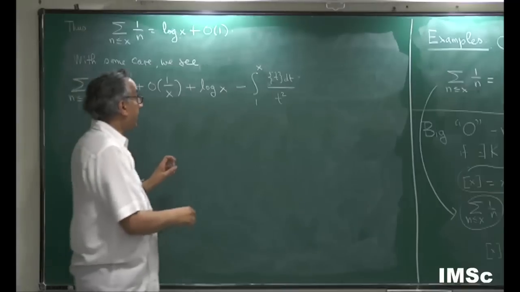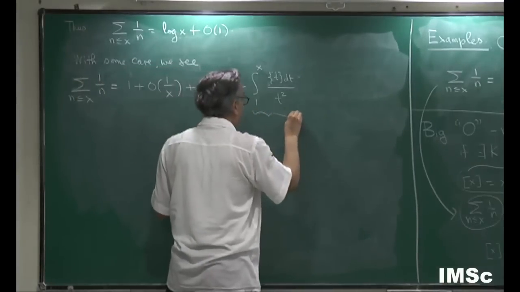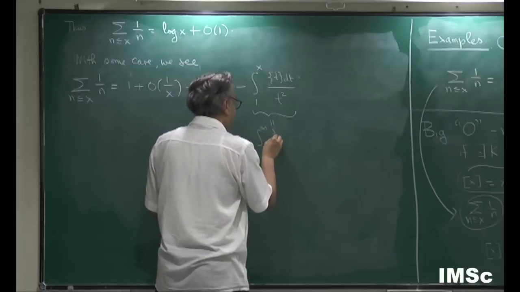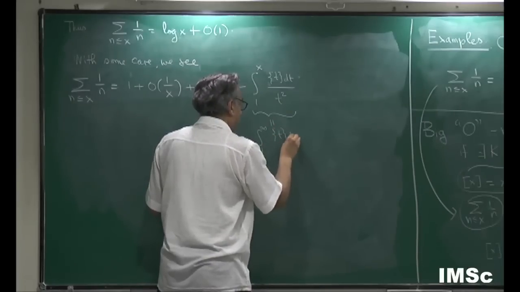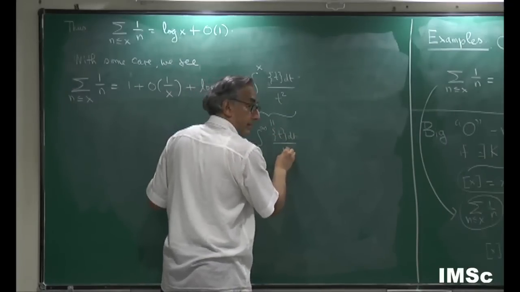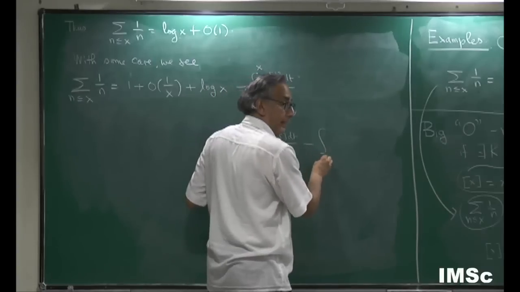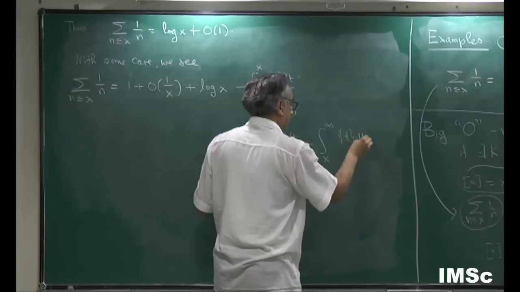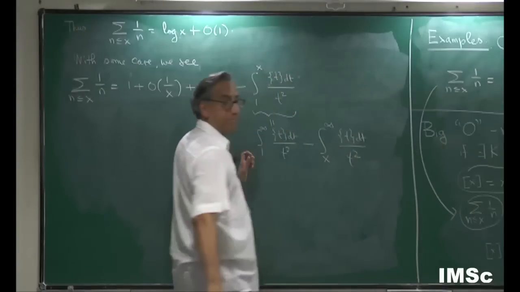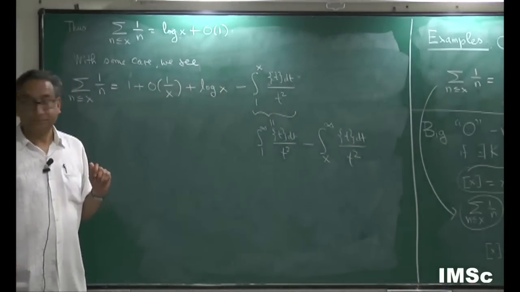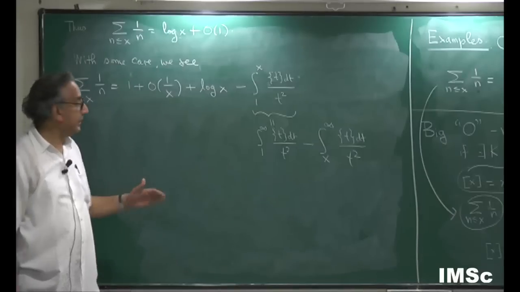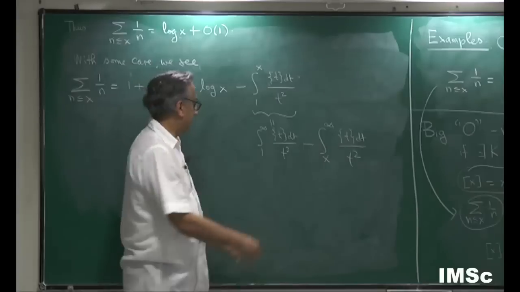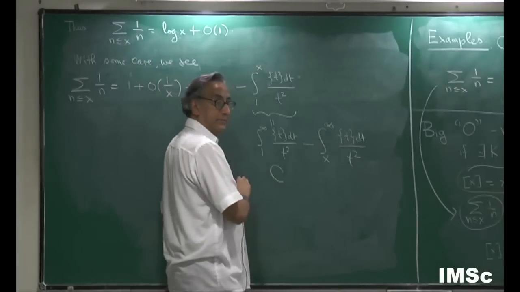Okay? And then I'm going to write this as equal to the integral from 1 to infinity of the fractional part of t, dt over t squared, and subtract what I added, the integral from x to infinity of the fractional part of t, dt over t squared. The advantage of doing that is this is a number now. It doesn't depend on x anymore. So this is some sort of constant, c, call it.